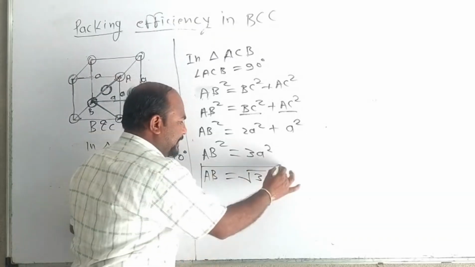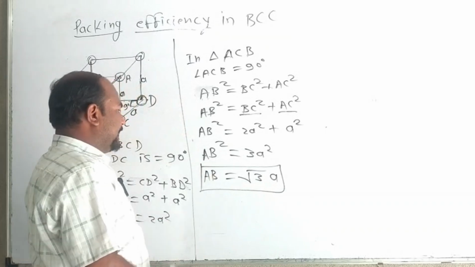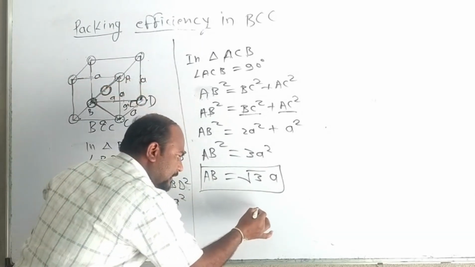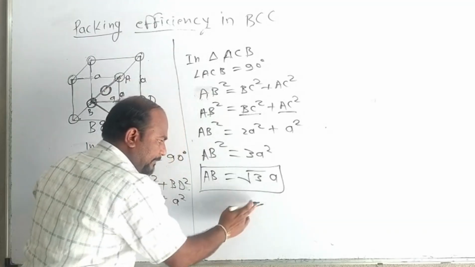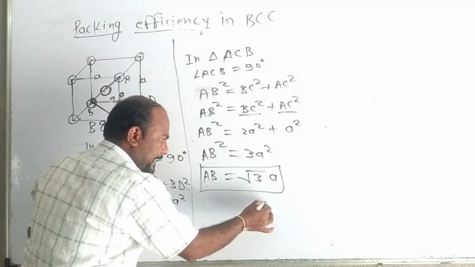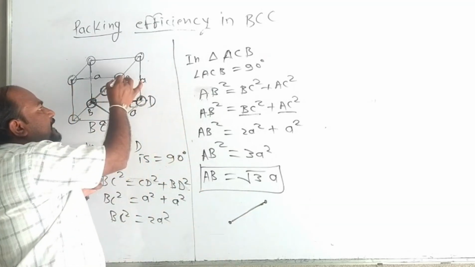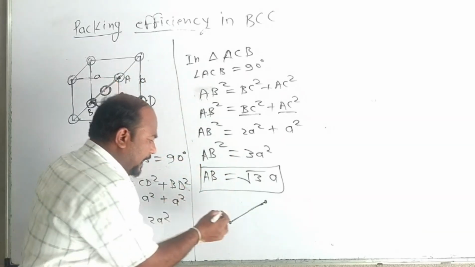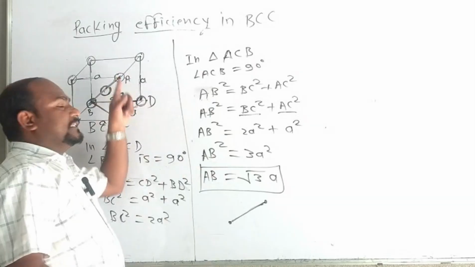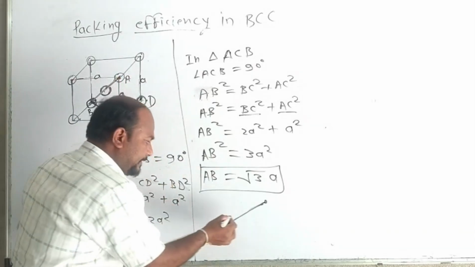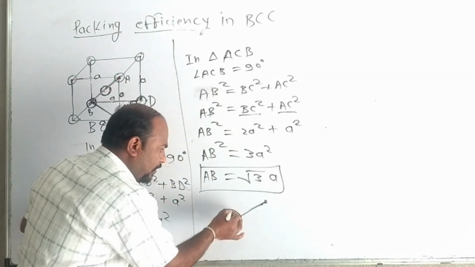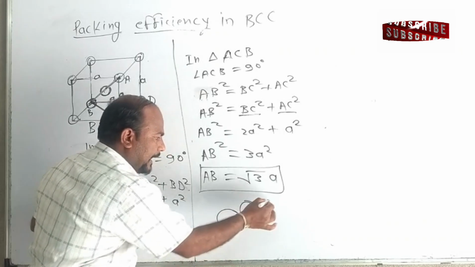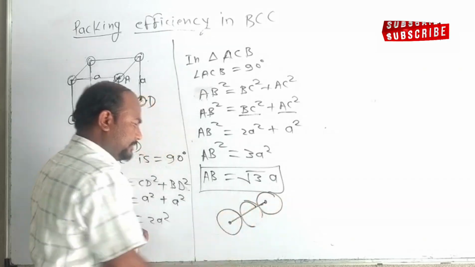Now this is AB, and we know that AB is nothing but, suppose this is diagonal AB, so A and B, we know that these particles are exactly touching each other. Now this corner is at the center of the sphere, so we will draw like this the second sphere, and this one will be the third sphere.